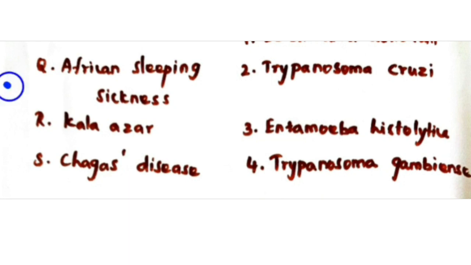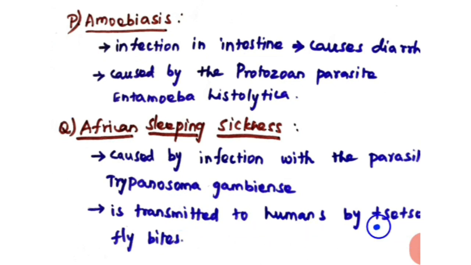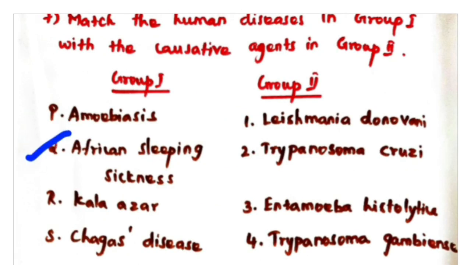Here, all the given causative agents are protozoan parasites. Then the second option, African sleeping sickness. African sleeping sickness is caused by infection with the parasite Trypanosoma gambiense. It is transmitted to humans by tsetse fly bites. This tsetse fly is only found in rural Africa. So African sleeping sickness is caused by Trypanosoma gambiense.